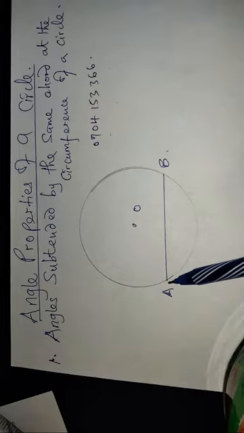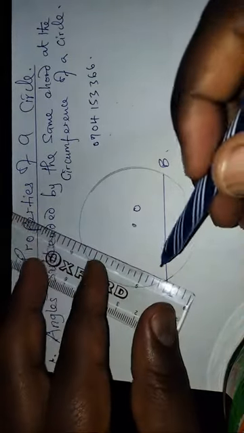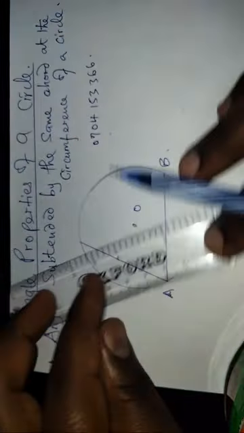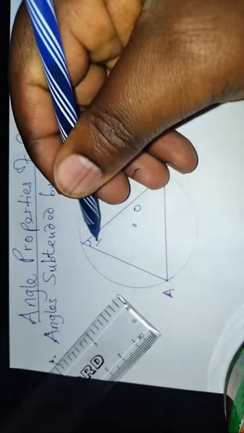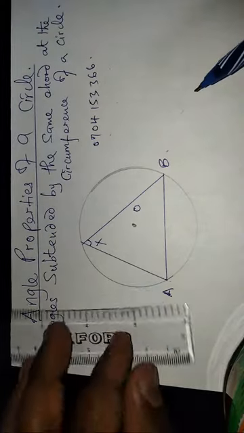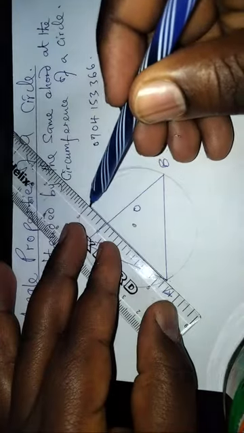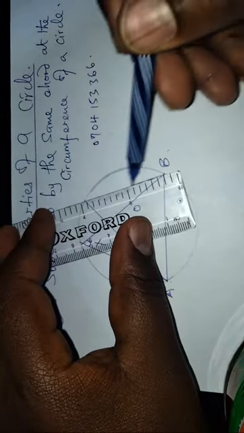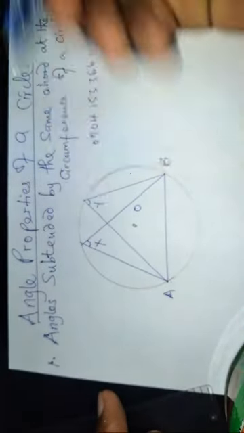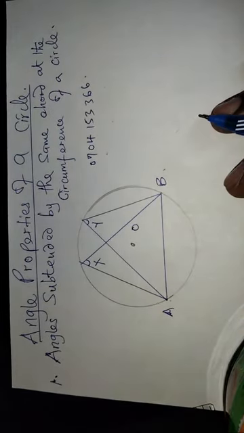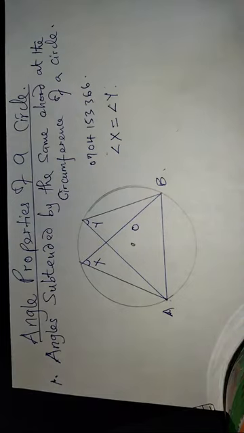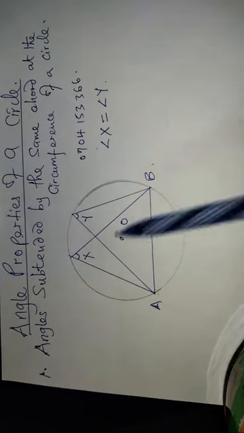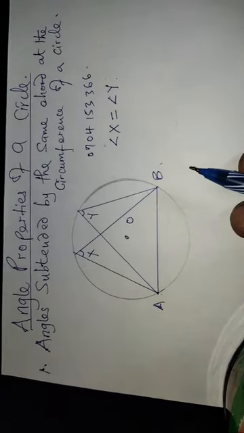So if a chord like AB makes an angle at the circumference of this circle, if I produce an angle supported by this chord, this is an angle at the circumference. We can call the angle X. If the same chord supports another angle at the circumference, which we can call Y, then mathematically, when you measure using a protractor, you conclude that angle X is equal to angle Y. This has been proved for all chords in a circle: if a chord produces several angles at the circumference, the given angles are going to be equal.